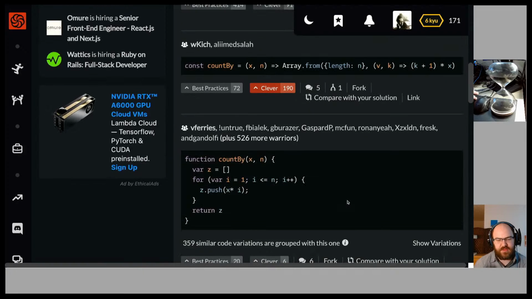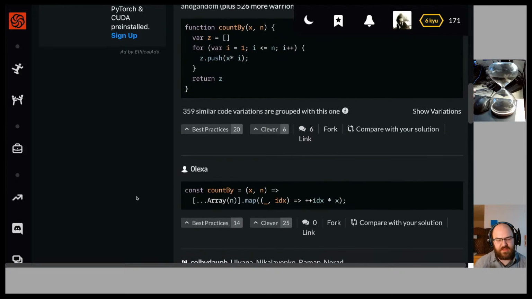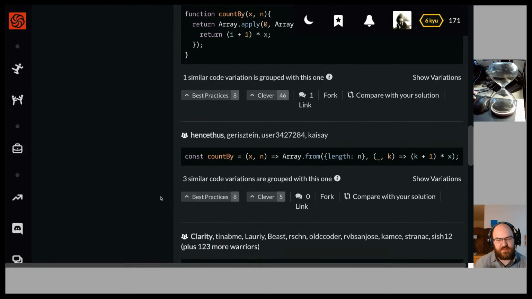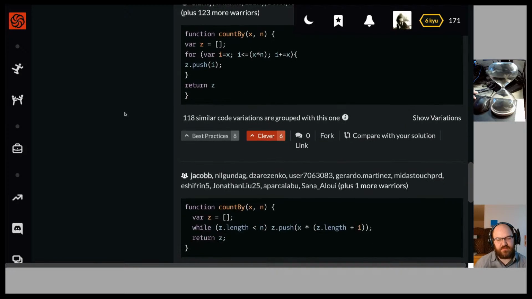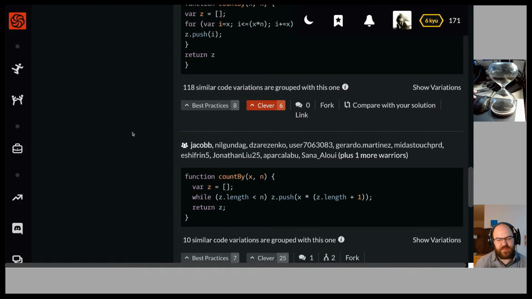Count by x, n. Wonder if anyone did the same idea there. Oh, this is interesting. Variable i equal x, i less than or equal to x times n, i plus equals x. That's kind of doing what I was trying to do with adding x each time. And then you could just write z.push i. I'll give that a clever. Count by x, n.